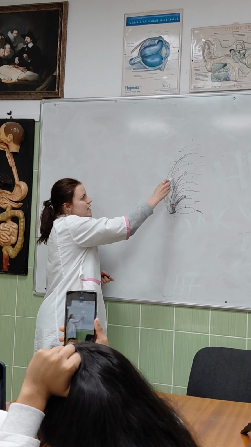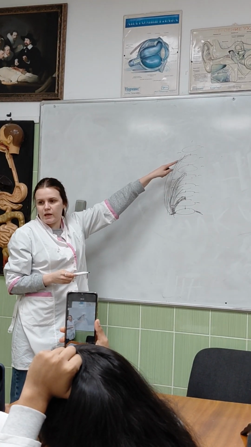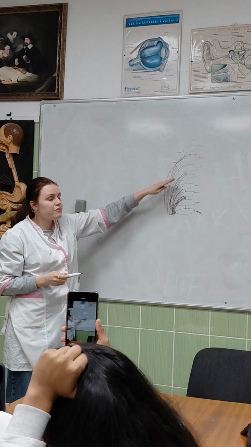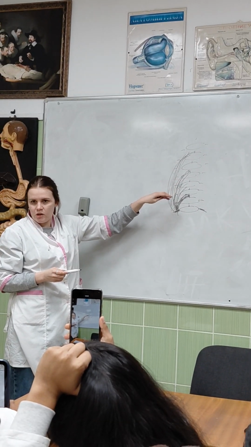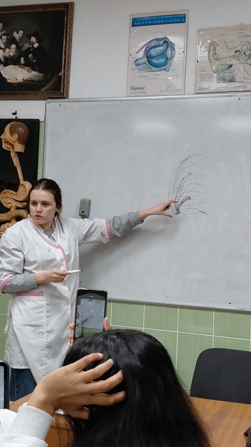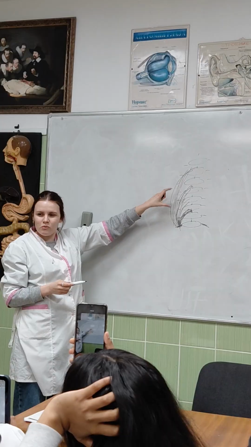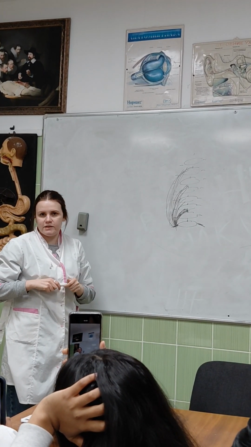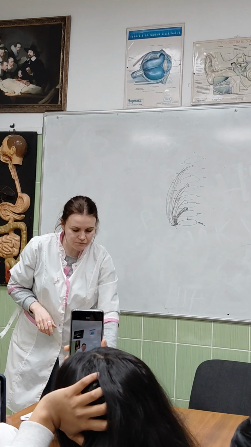And then semispinalis, they go over 4 or 5. Understand? You can see they have a similar direction, but some of them are shorter, then middle, then longer, and then the longest. That's about the medial tract.